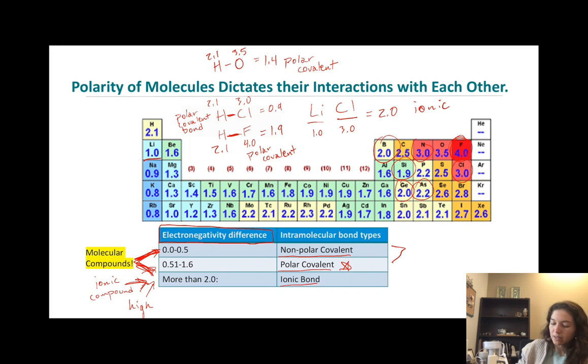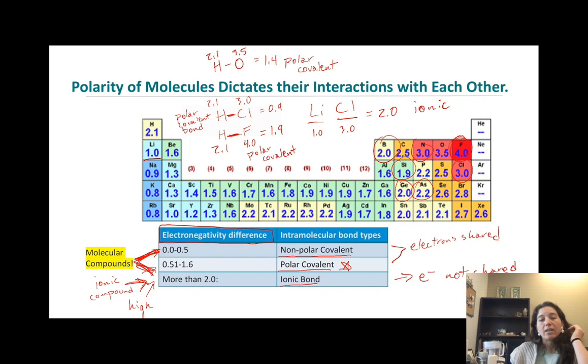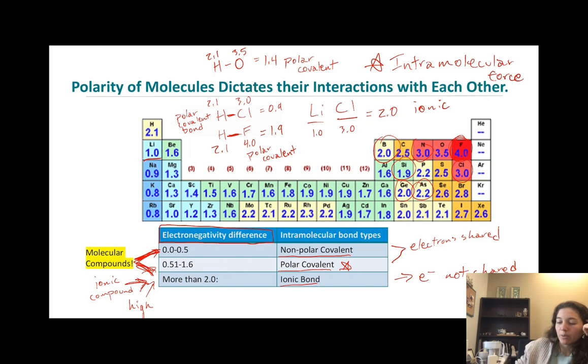Remember that the distinction is electrons are shared with these, and electrons are not shared for these. So that's how we tell if something is ionic or polar or nonpolar. This is the different type of bonds in between these. This is what we call intramolecular force. This is a very important term, so please make sure you write it down.